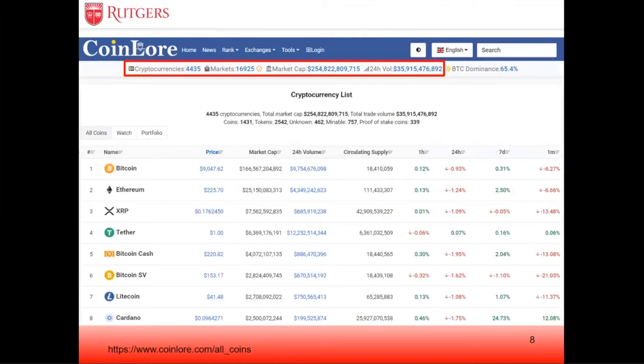From this website, there are 4,435 kinds of cryptocurrencies being transacted on almost 17,000 exchanges worldwide, with a total market capitalization of around $254 billion. That's the screenshot that I got yesterday, so I think those are the updated numbers. By the way, the number of kinds of cryptocurrencies increased by 200 from last month, so it's still growing in the cryptocurrency environment.